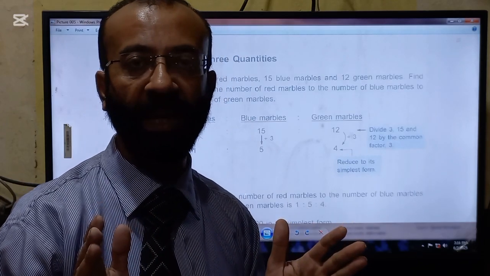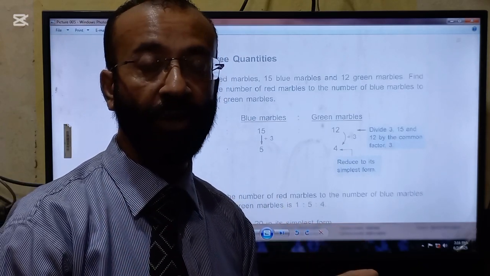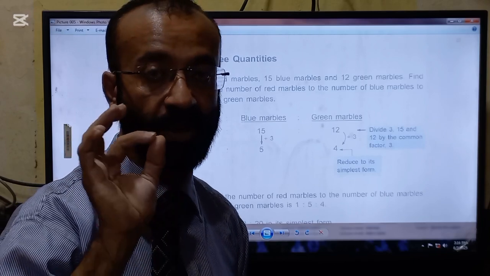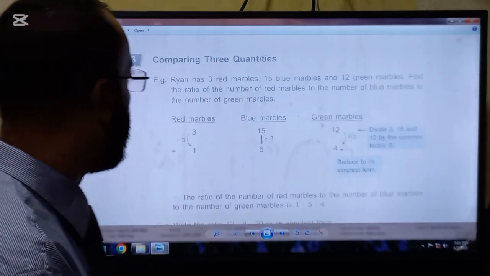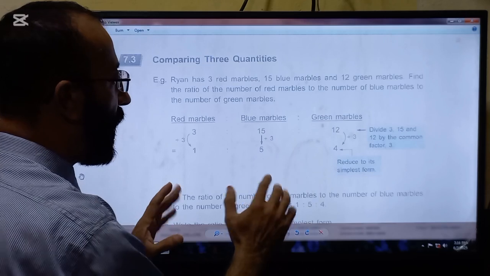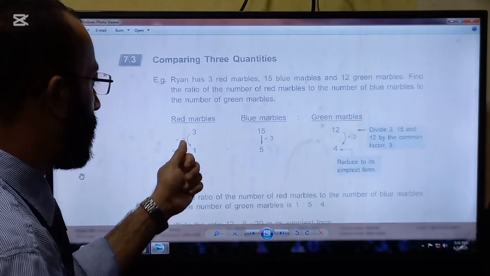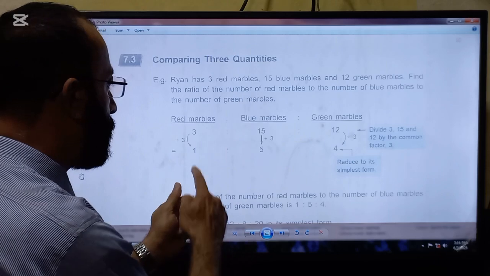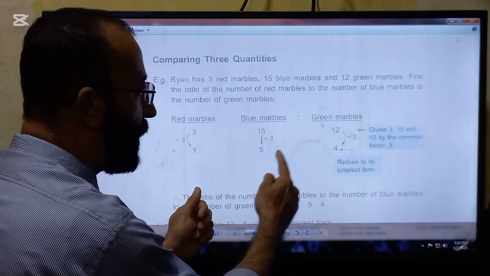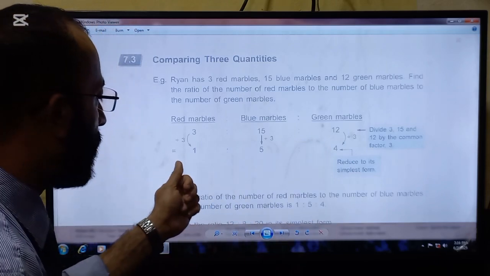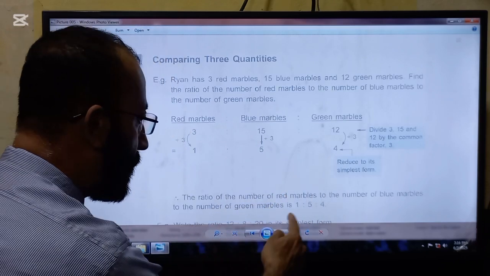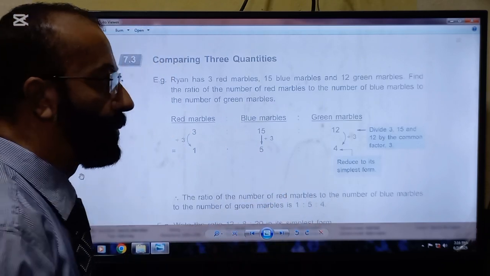The final thing will be to simplify the question, cancel the values as much as possible. So all these 3 values are coming in the table of 3. So 3 ones are 3, 3 fives are 15, and 3 fours are 12. So 1 ratio 5 ratio 4. So it is written as 1 to 5 to 4. So this is the answer.